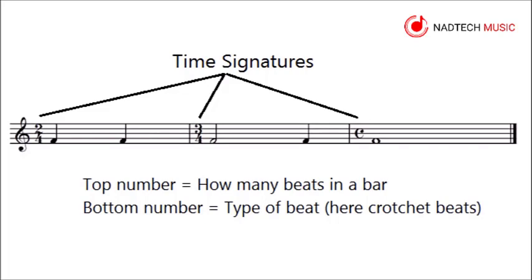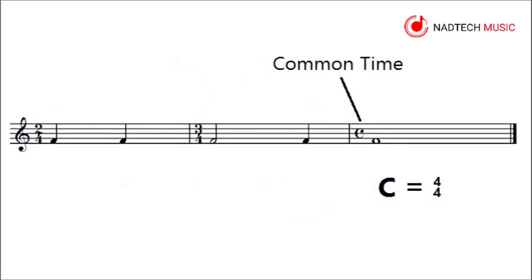Notice that this doesn't necessarily mean 3 crotchet notes in that bar. It could be, as you can see here, a minim and a crotchet, which adds up to the same as 3 crotchet beats. In the final bar, there is a letter C, which stands for common time. Common time is just another way of writing 4/4, that is, 4 crotchet beats in a bar.